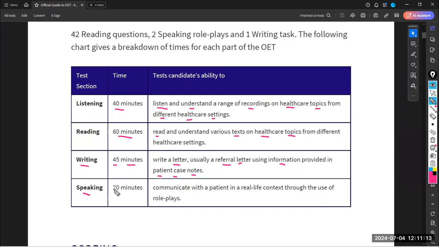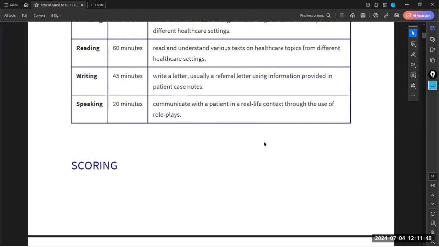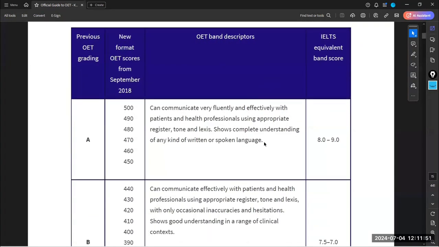Now, the speaking exam is going to be about 20 minutes. You have to communicate. You have to talk to patients. Absolutely, the speaking exam is going to be about a real life context through the use of role plays. I'm talking about conversations between doctors, maybe pharmacists, and absolutely patients or sick people. Or I have to say nurses again. Okay, so this is it. This is the structure of the OET exam, and this is the scoring.